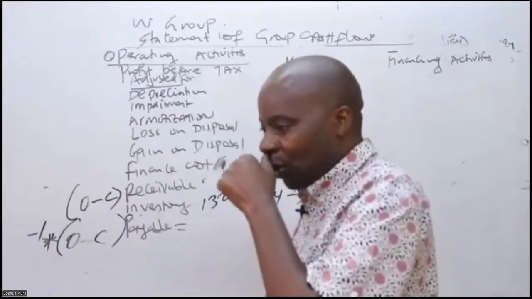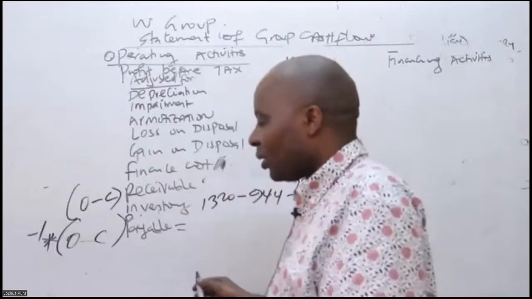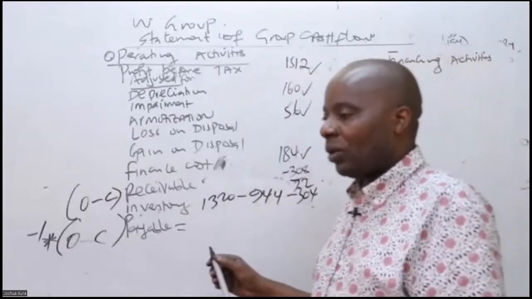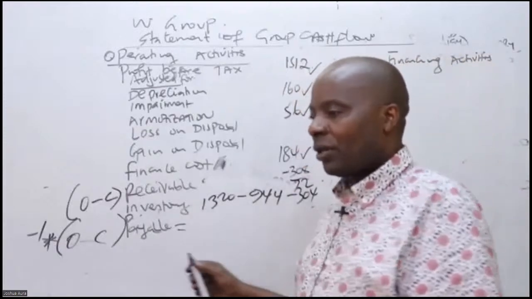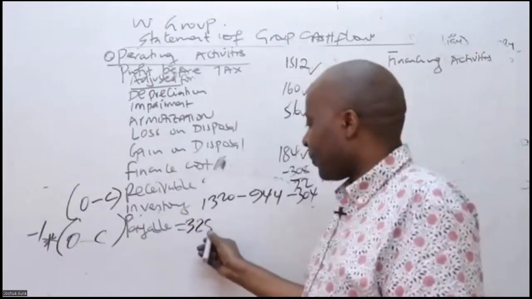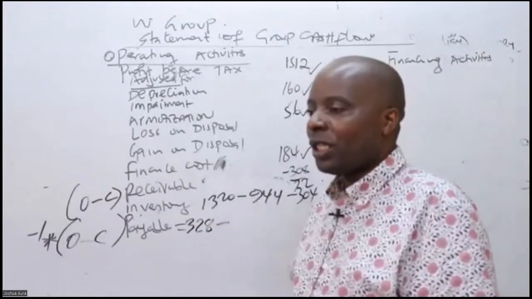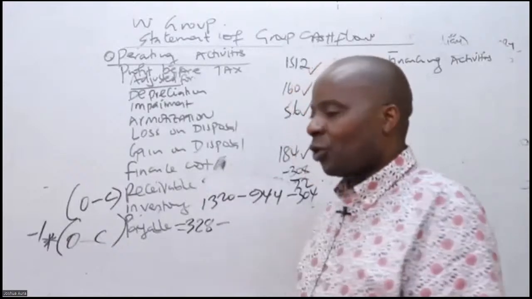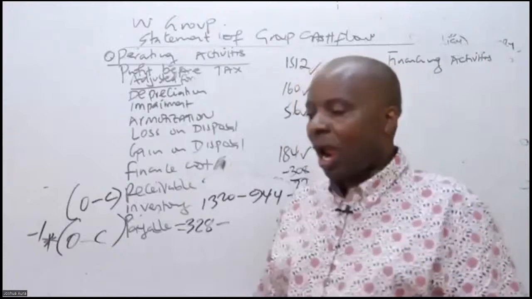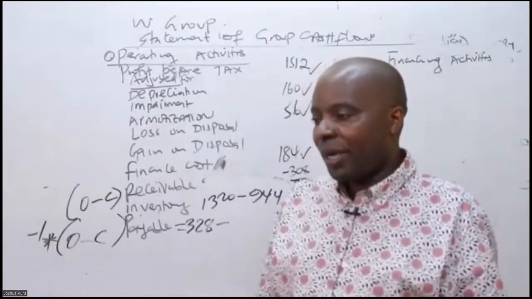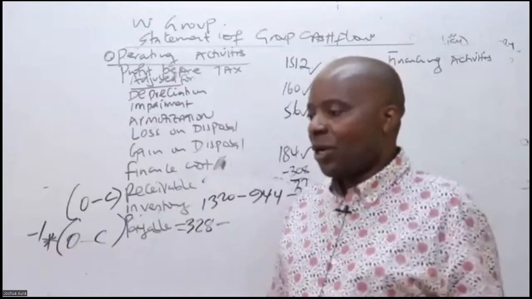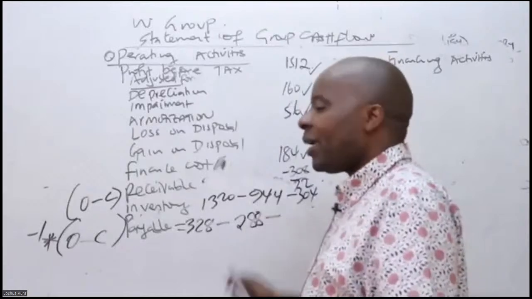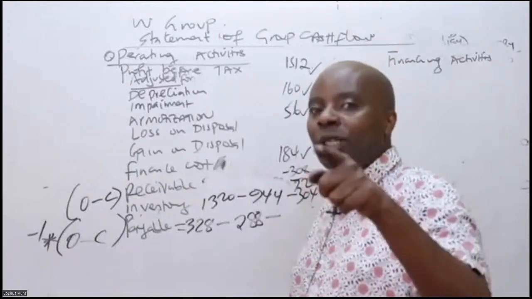Are you sure? Opening 2021, opening alone. Opening payable for 2021, opening alone, Terry, 328. Minus closing for 2022. Closing payable 2022, 288.